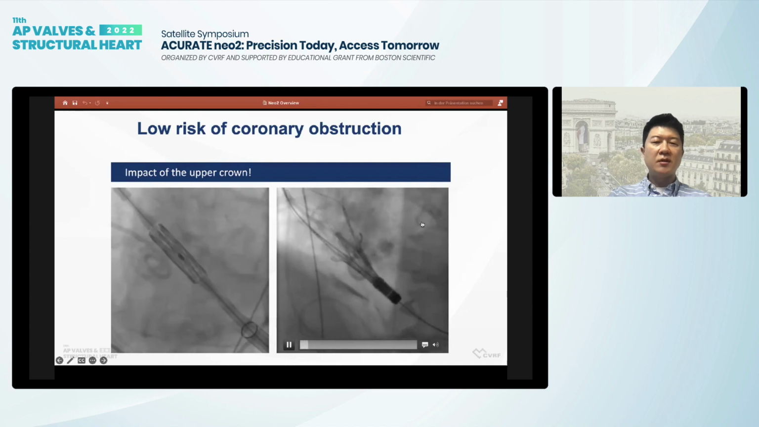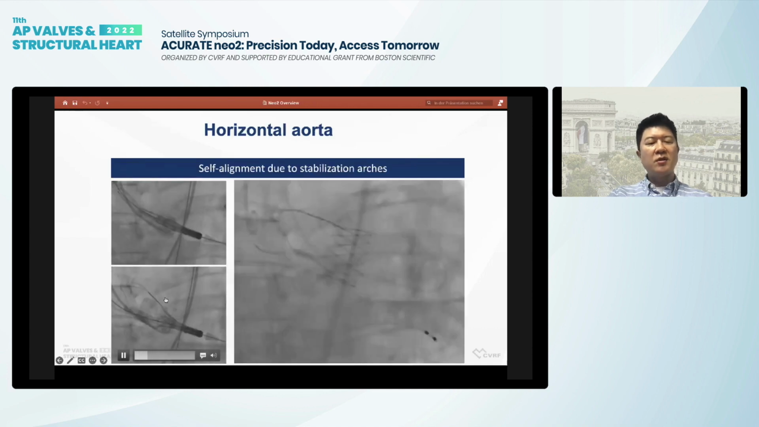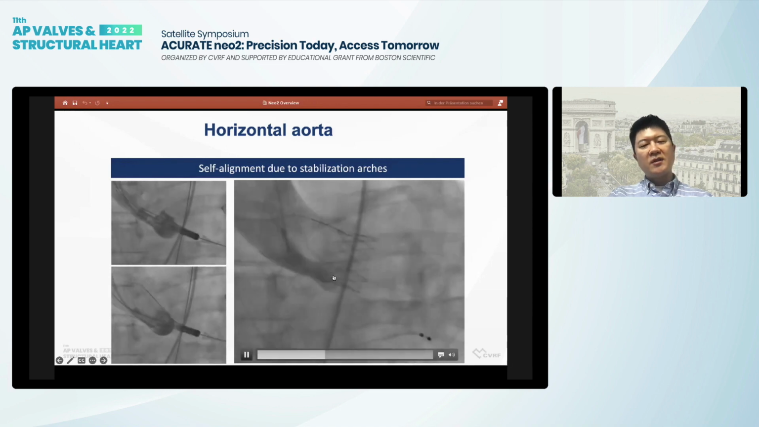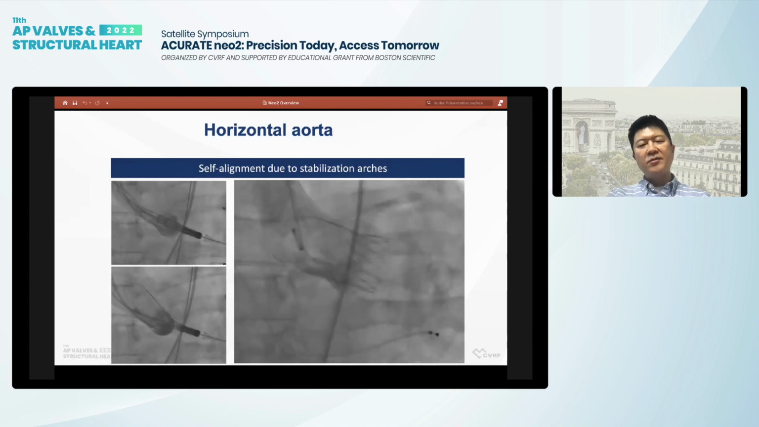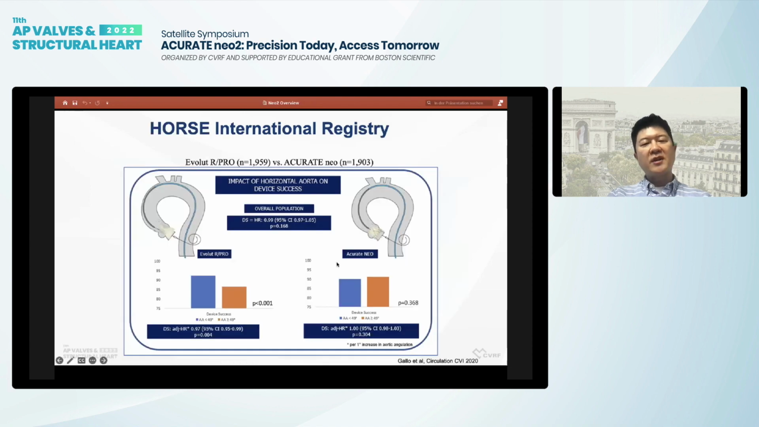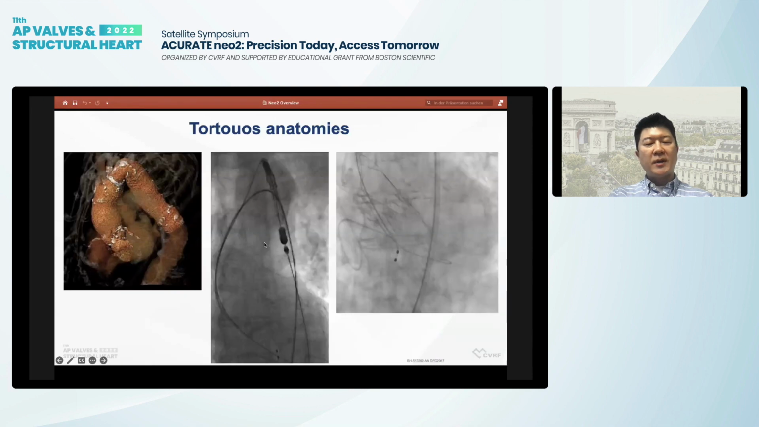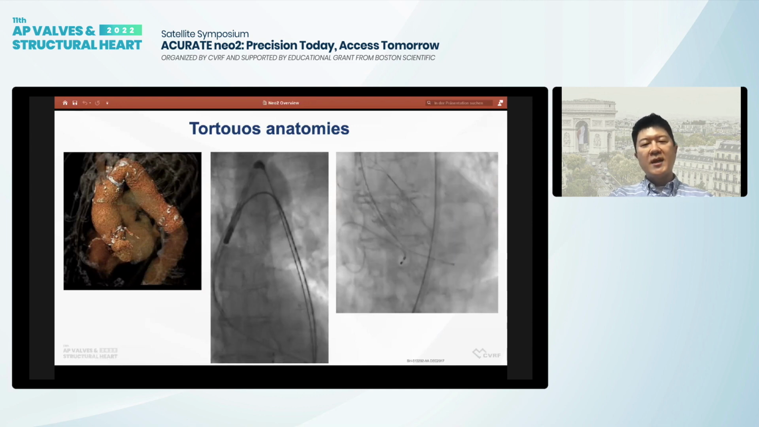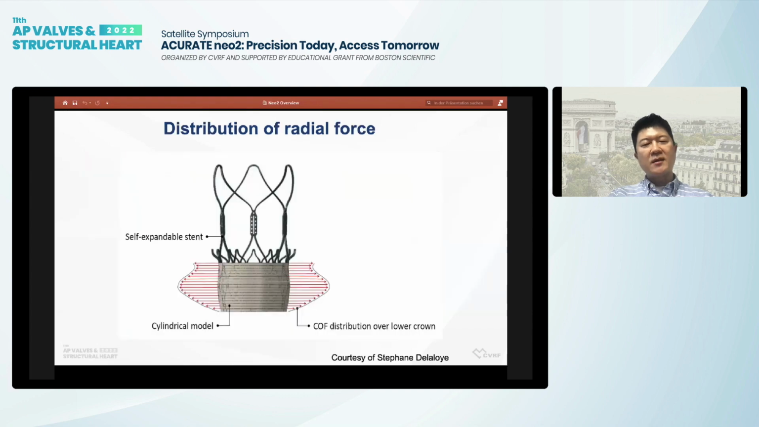I've been talking about horizontal aorta, and you can see that there's a quite nice alignment. This is because the delivery system is quite flexible and the main stent frame is rather short. This has also been shown in a registry, as you can see here, with higher device success compared to the Evolut platform. You can address really tortuous anatomies here, very acute angulation. This is because the delivery system is quite soft and enables quite nice tracking.